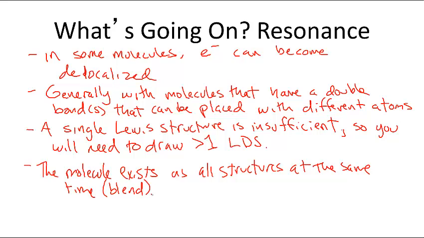Okay, the question is, is there a way to draw a single Lewis dot structure for a molecule with resonance? Yes. There is a notation for that. I will show you one on the next slide, and then we'll leave it at that. I want you to be able to do both. All right, are we good?